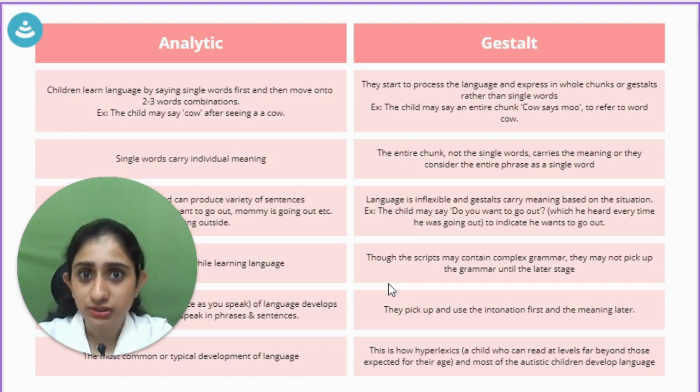Whereas if a child is a gestalt language processor, then the child will start to process the entire language and express in whole chunks or gestalts rather than single words. That is, the child may say an entire chunk, such as "the cow says moo," just to refer to the word cow. In the case of an ALP, single words carry individual meaning, whereas if the child is a GLP or gestalt language processor, then the entire chunk, not the single words, carries the meaning. They consider the entire phrase as a single word here.